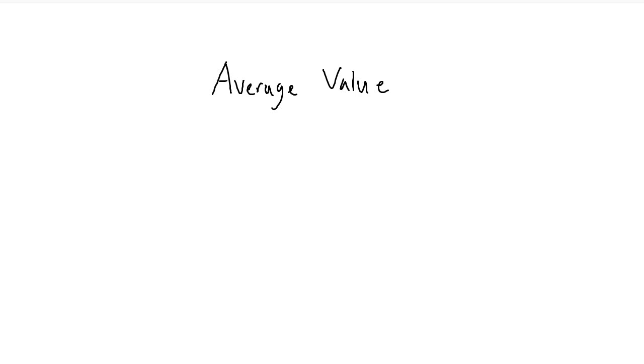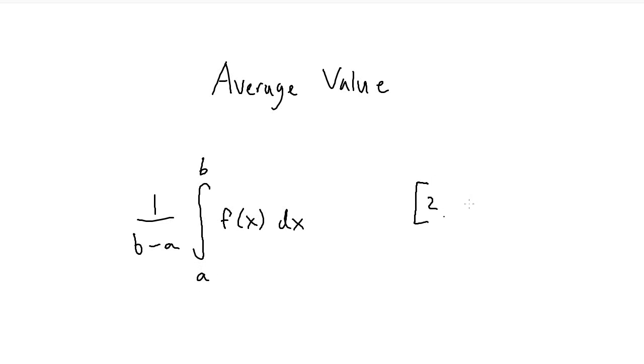So let's take a look at finding the average value of functions. The formula for average value is 1 over b minus a times the integral from a to b of f of x dx. So obviously f of x is just your given function, and we're taking the integral of that from a to b, and a to b will be your given x values. So if you have the x values of 2 to 3, then your a value will be 2 and your b will be 3.